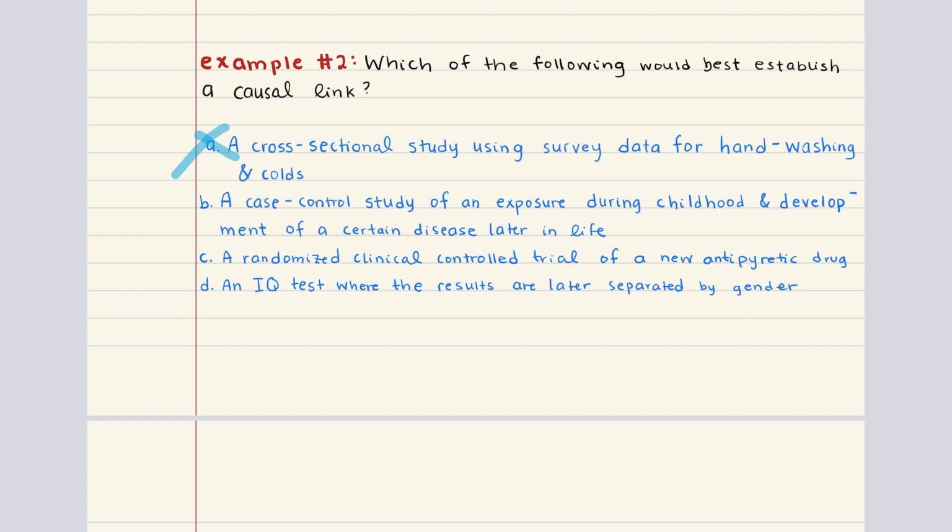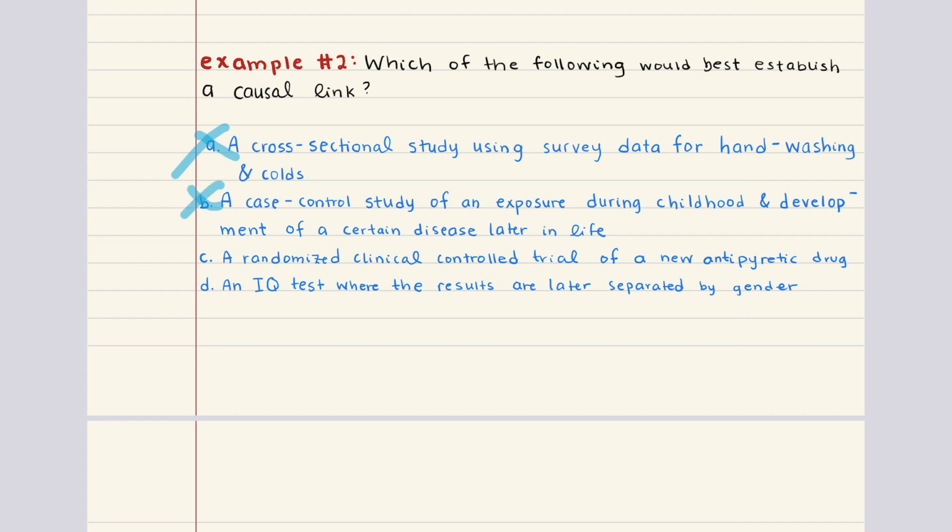Let's read B. B says a case control study of an exposure during childhood and development of a certain disease later in life. So this type of study is retrospective, meaning it looks back at past exposures to determine potential links with outcomes. Now, while case control studies can help identify associations, they are not designed to establish causality because they rely on recall data and they're prone to biases like selection bias. Therefore, this option is also not the best choice.